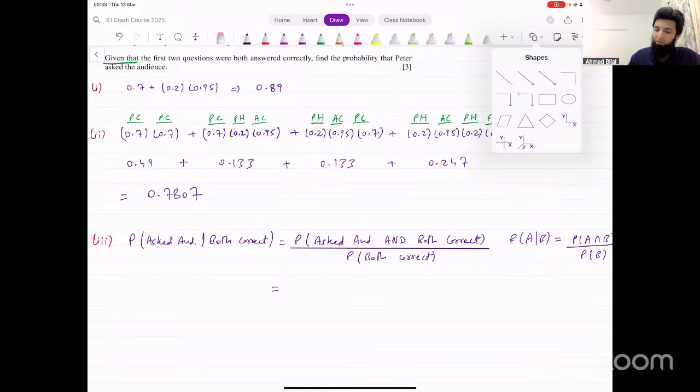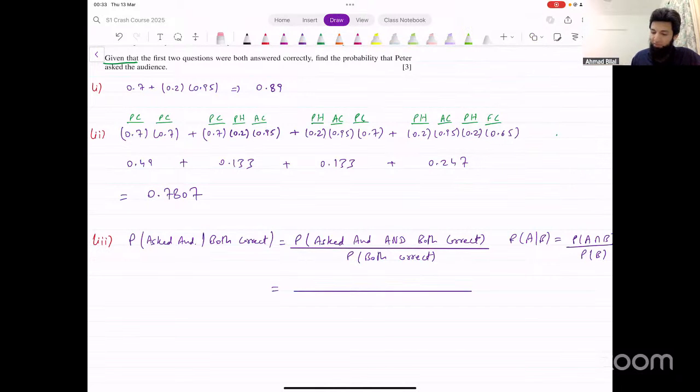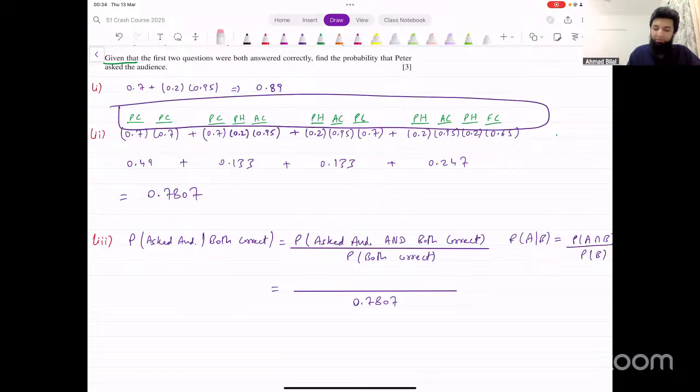Now, what's the probability that both questions were answered correctly? We already found that in the previous part. That's 0.7807. That is going to be your denominator, that both are correct. Okay. And now the numerator is that he asked the audience and both were correct. Now, these are the four cases in which both answers were correct.